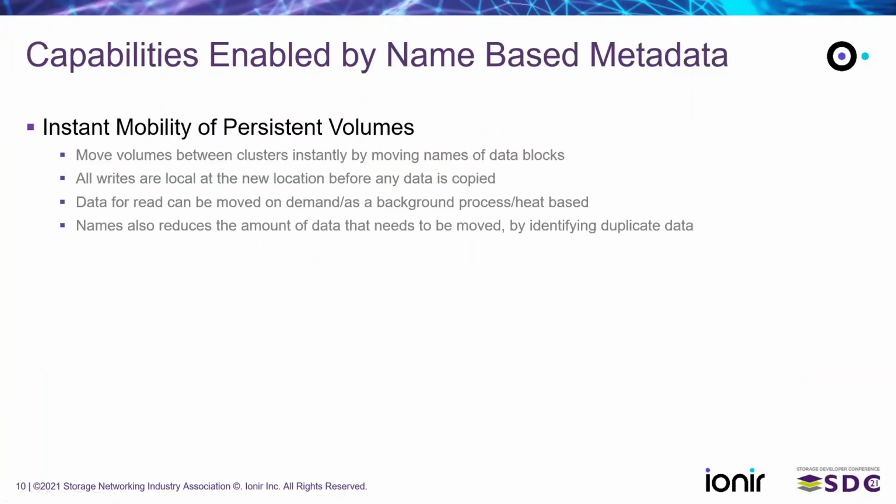Now, let's look at some of the unique capabilities that are enabled by name-based addressing. The first capability is instant mobility of data volumes between systems. Persistent volumes can be moved between Kubernetes clusters in less than a minute by relying on the fact that a volume's definition is based on names that are portable between systems. The process of mobility starts by moving a small amount of information about a volume between two instances of the system running on separate Kubernetes clusters. Once this information is received at the destination system, the volume is made available immediately to applications and is fully read-writable.